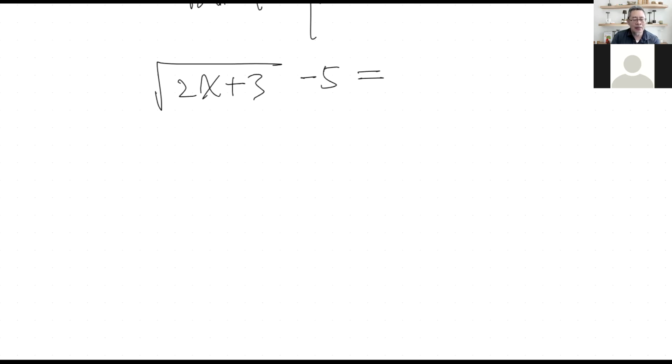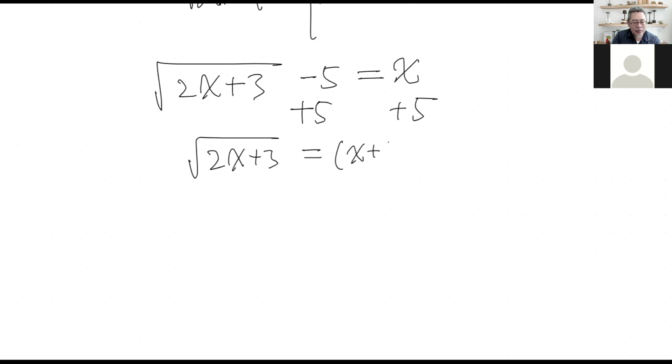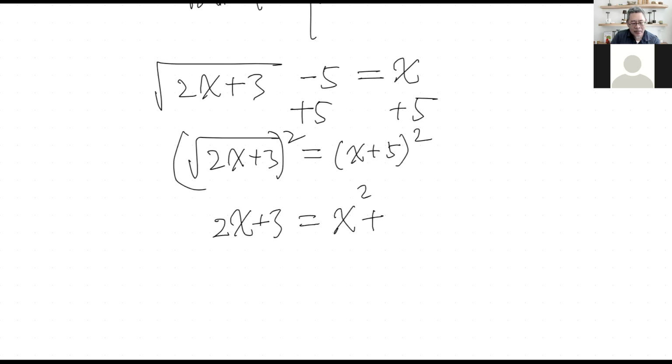So what do we do here? Well, we add 5 on both sides. Then we got square root of 2x plus 3 equals x plus 5. And then we square on both sides. Now on this side, easy, 2x plus 3. But on the other side, what we got here becomes x squared plus 10x plus 25. Yep, are we good here?